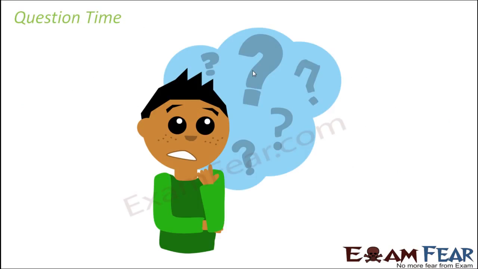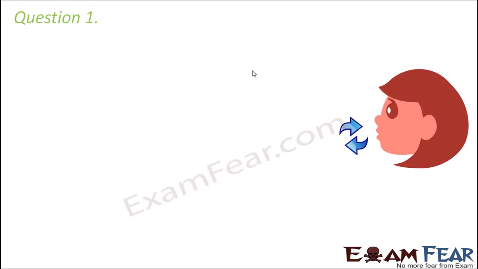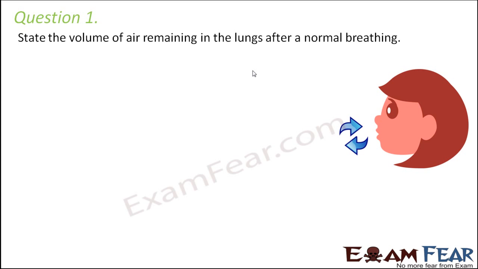So with this we have reached towards the end of this lesson. So it's time to have a look at some of the questions just to see if we have got the lesson right or not. So let us look at question number 1. State the volume of air remaining in the lungs after a normal breathing.